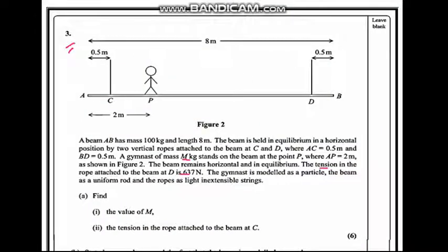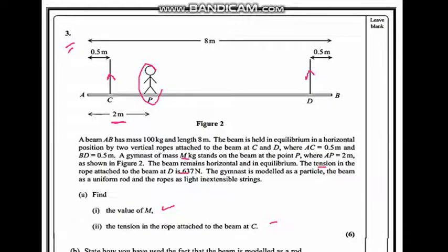Question 3. This is a beam of 8 meters, as you see, kept horizontally by two ropes, one at C and the other at D, and the distance AC equals half a meter and BD equals half as well. And there is a gymnast at P such that AP is 2 meters, as you see. The mass of the gymnast is M, unknown, and the tension at D is 637. The required is to find M and the tension at C. Let's see how.